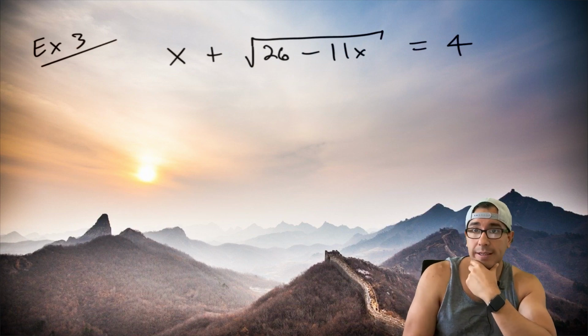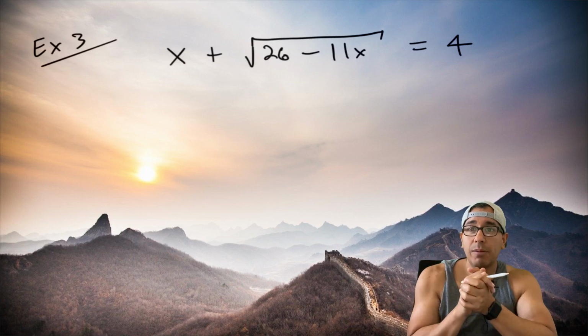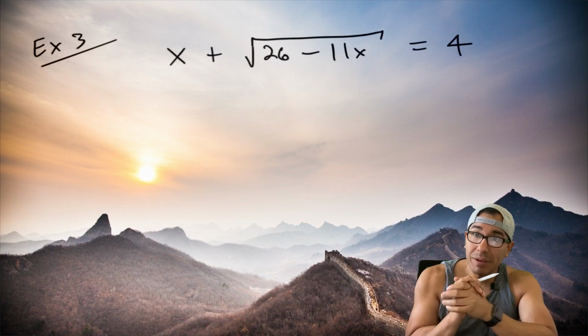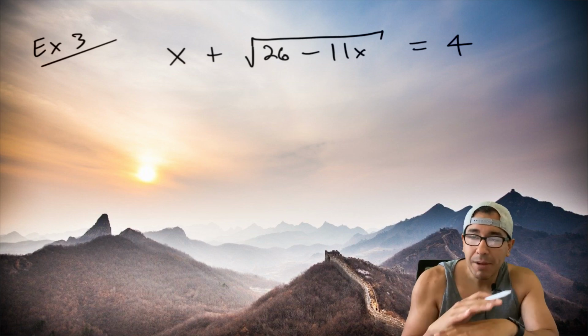All right, here we go. Example number 3. Now we're getting a little bit more into beast mode. So what I want to do is isolate the radical. That square root, we want it by itself.